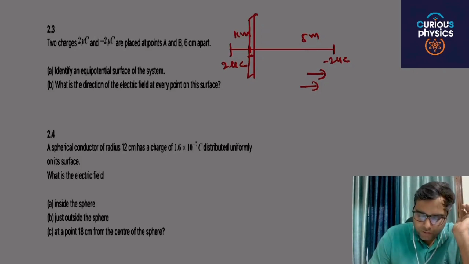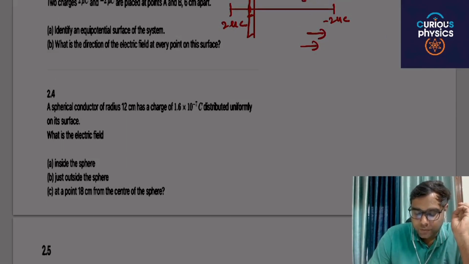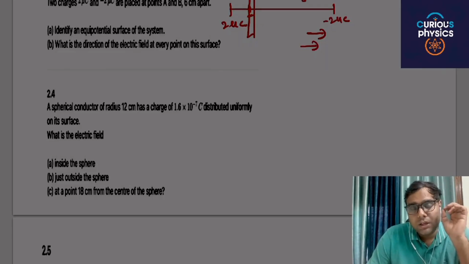Okay. 2.4. A spherical conductor of radius 12 centimeter has a charge 1.6 × 10^-7 C distributed uniformly on its surface. What is the electric field? This question is basically from the basic electrostatics of conductors, and those particular properties are very important for your understanding. I must say you have to learn all the properties by heart with understanding.